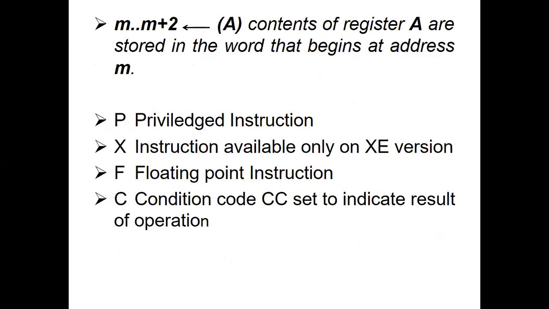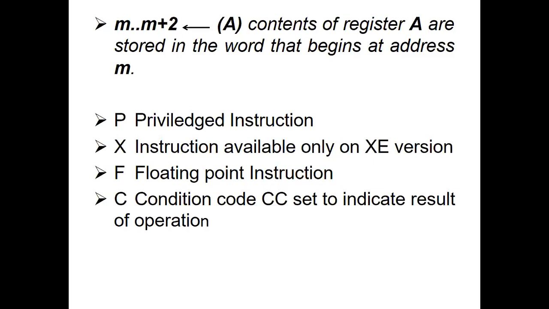Then the reverse is also true when we store. When we store, we take what is in the accumulator and store it in memory. So here the contents of register A are stored in memory from memory location M up to memory location M plus 2.